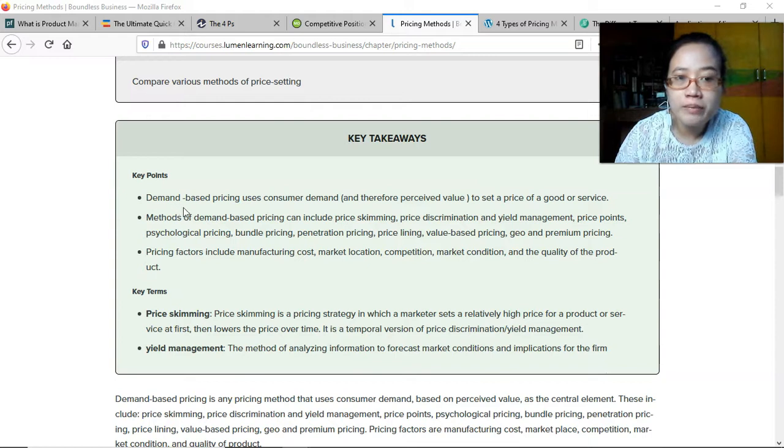The takeaways. Demand-based pricing uses consumer demand, perceived value to set a price of a good or service. Methods of demand-based pricing can include price skimming, price discrimination, and yield management. Price point, psychological pricing, bundle pricing, penetration pricing, price lining, value-based pricing, geo and premium pricing. Okay, so these are different types under it. Pricing factors include manufacturing cost, market location, competition, market condition, and the quality of the product. So those are all the factors that can be taken into account when setting the price of a product.